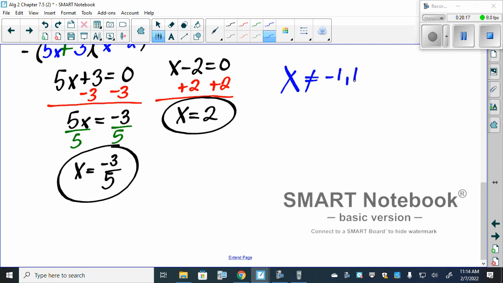Negative 1 and 1. Well, are either one of these our restrictions? No, so the solutions for this one here actually work out to be 2 and negative 3/5. Any questions on this here?